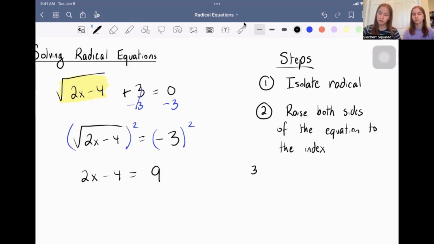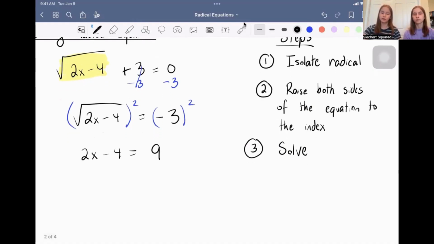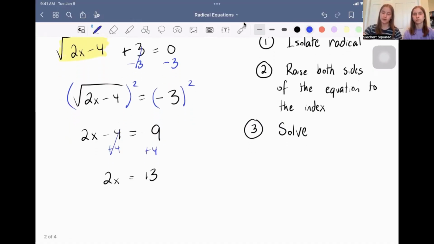So now I have an equation that I can easily solve, which is the next step. I'm going to add 4 to both sides, so I have 2x equals 13. Then divide both sides by 2, and I get that x is 13 over 2. Now, where you want to be careful is that sometimes when you have a radical equation, you might have what's called an extraneous solution, or a solution that is actually not going to end up working.